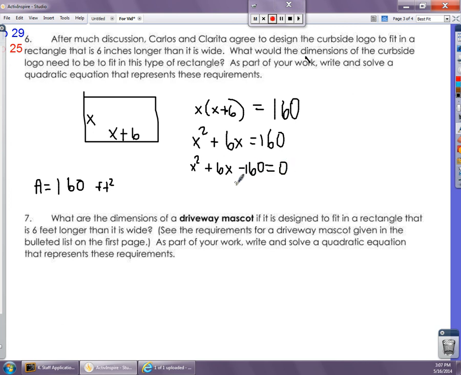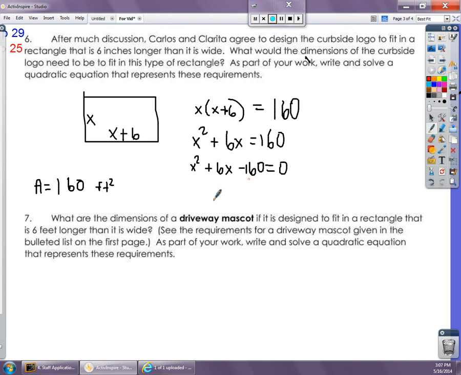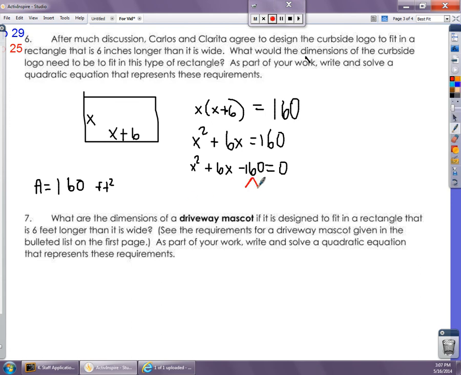We can use the quadratic formula, or in this case, I should be able to factor this. Because there's a 1x squared, I can factor it into the two numbers that multiply to negative 160 but add to 6. Let's see, 10 and 16 doesn't work. 8 and 20, no. Well, now, you know what? I can't think of this off the top of my head, so instead of factoring it, let's try the quadratic formula.